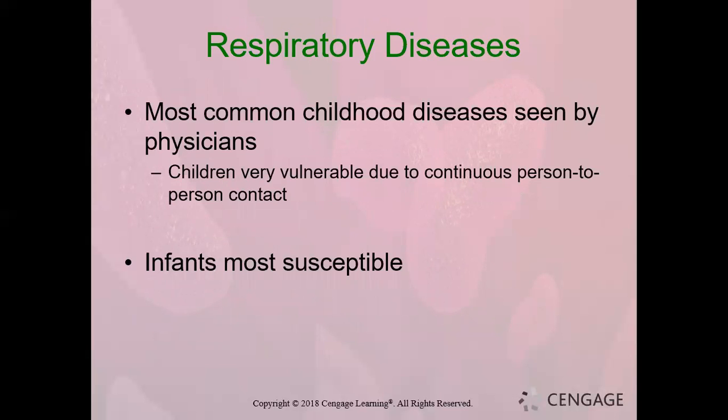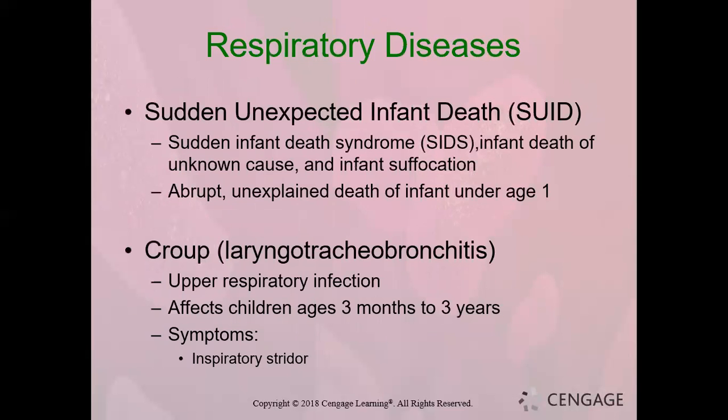Respiratory diseases are the most common childhood diseases seen by physicians. Infants are most susceptible. Sudden unexpected infant death is SIDS. This is an unknown death, unknown cause, and it's going to be abrupt, unexplained death. They say infants under the age of 1, but I've seen it in older children too.